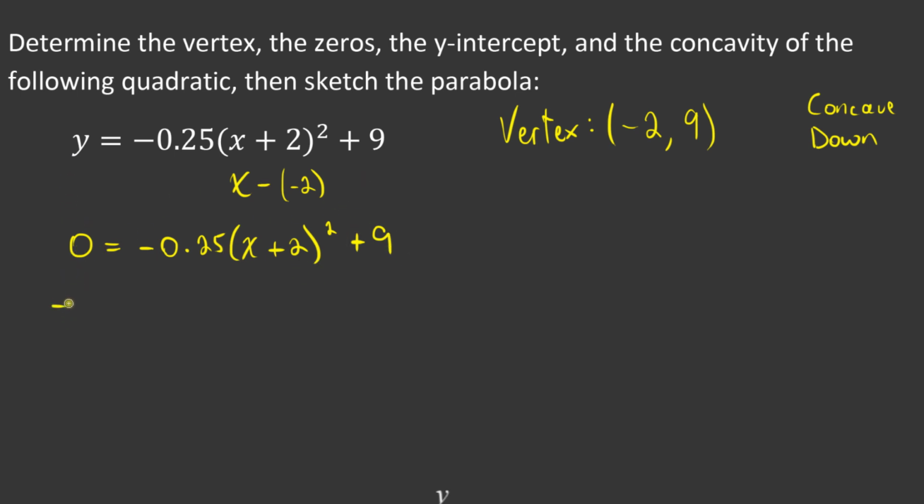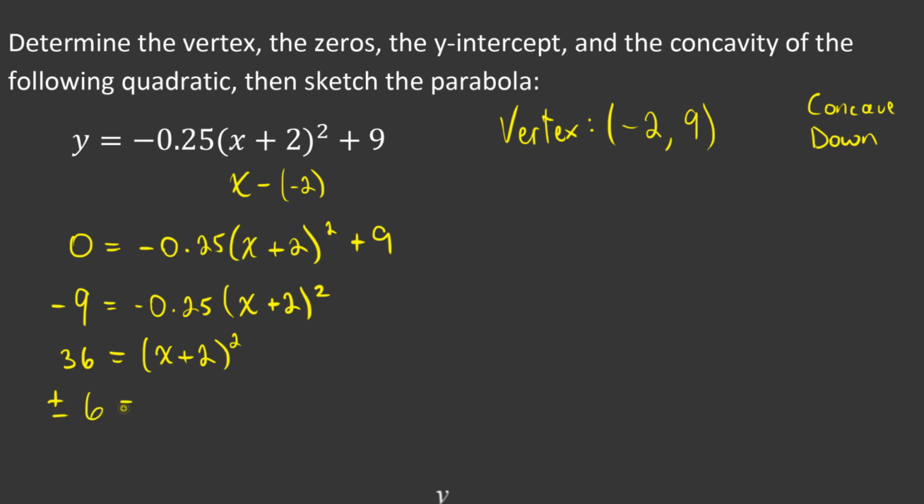Let's subtract 9 on both sides. Then we're going to have to divide 9 by 0.25. And that gives us a value of 36. A negative and a negative make positive. So I've got positive 36, and I'm left with x plus 2 squared. And now I will square root both sides. When I square root that, I get a positive and a -6 as an answer, and x plus 2 on the right. So I know now that either 6 equals x plus 2 or -6 equals x plus 2.